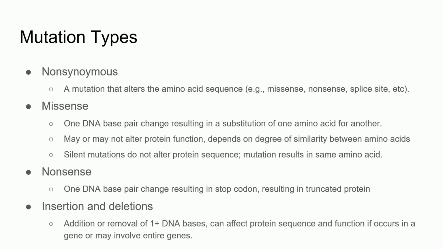Listed here are some of the various types of mutations. A missense mutation is a single DNA base pair change that results in a different amino acid than normal. If the substitution occurs in the wobble position of the codon, though, there may not be a change in the amino acid, given the high degree of redundancy in the wobble position. In these cases, we call it a silent mutation.